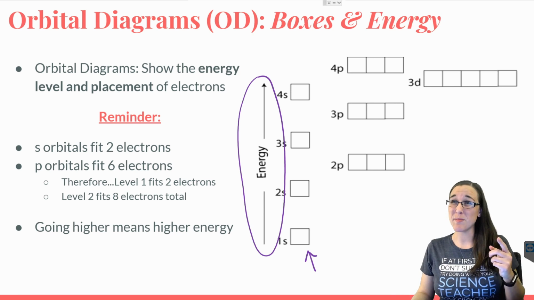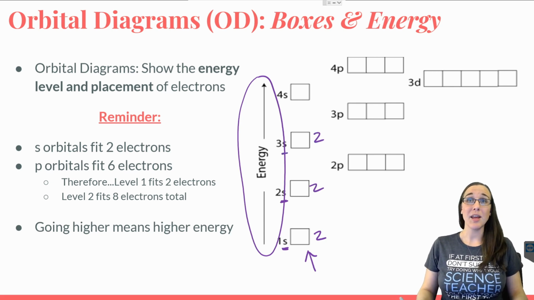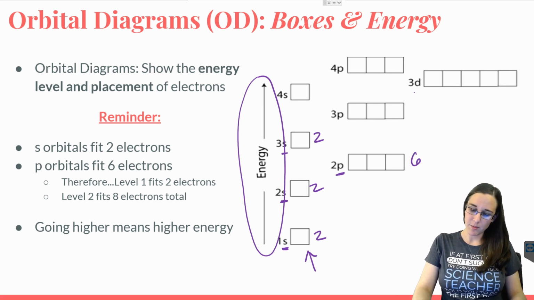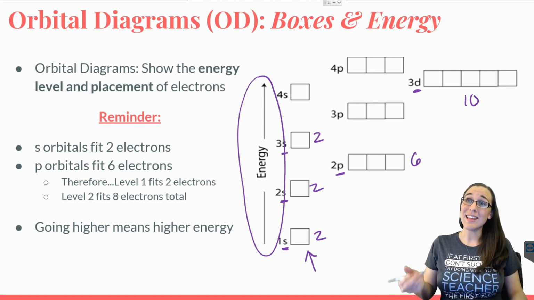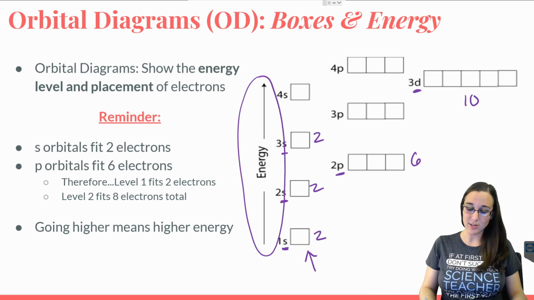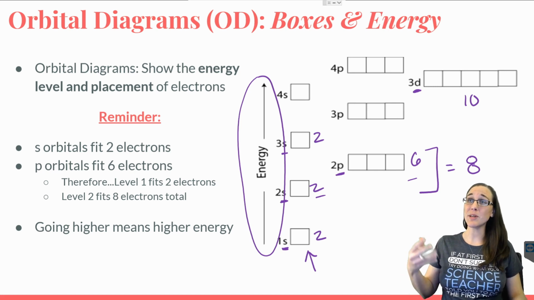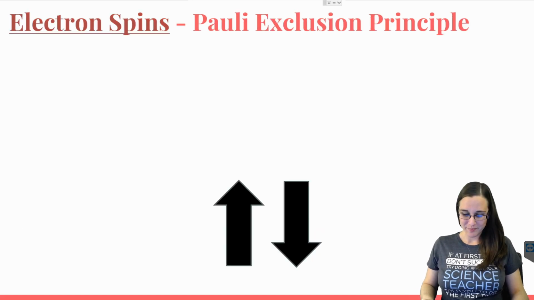The s orbital, as a reminder, can fit 2 electrons. So anywhere where there's s, you can only fit a max of 2 electrons. Anywhere where there's p, you can fit a max of 6 electrons. Anywhere where there's d, you can fit 10, and so on and so forth. So in an entire level, if we were going to look at, say, 2s, 2p, the max that it could fit in level 2 would be 8. That's 6 plus our 2, to give us 8. As we go higher on this orbital diagram, it also means increasing higher energy.